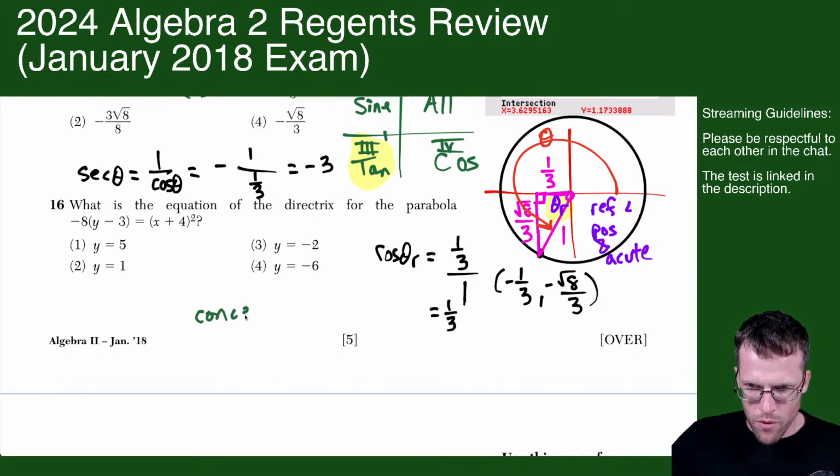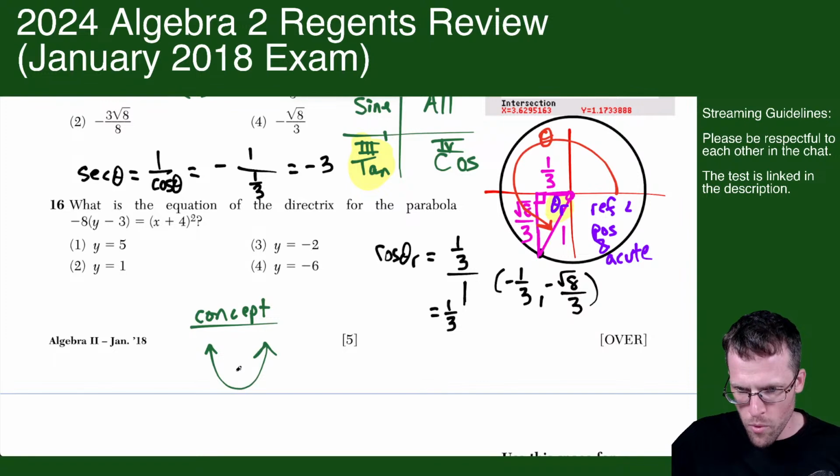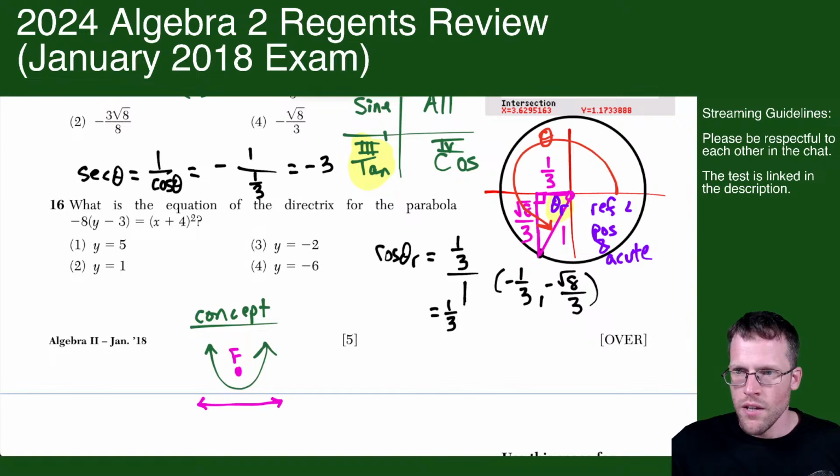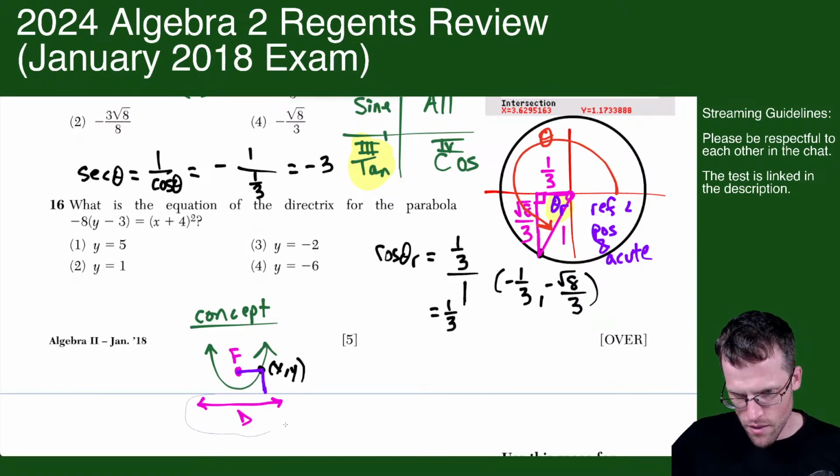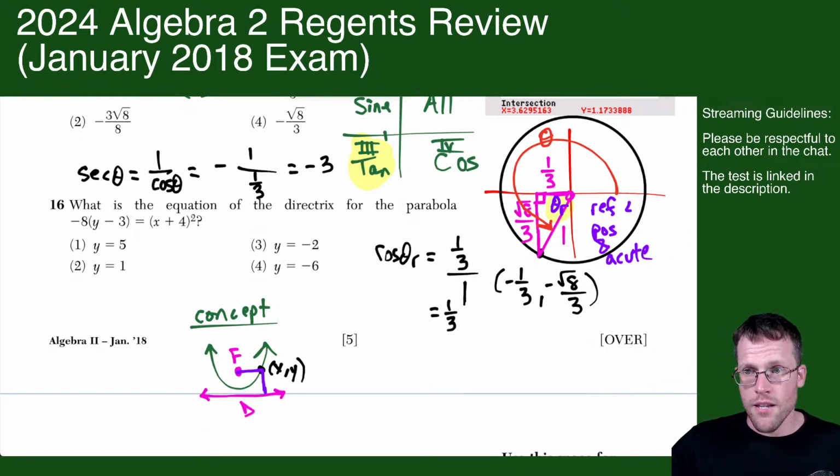So the concept that you need for a question like this is that any parabola is the set of all points that are equidistant from the focus and the directrix. So what we mean by that is if I take any point here, x y, the distance from that point on the parabola to the focus, so this distance here, is always equal to this distance here. Let me move this up a little bit so it's a bit more realistic. So that is the concept of what a parabola is.